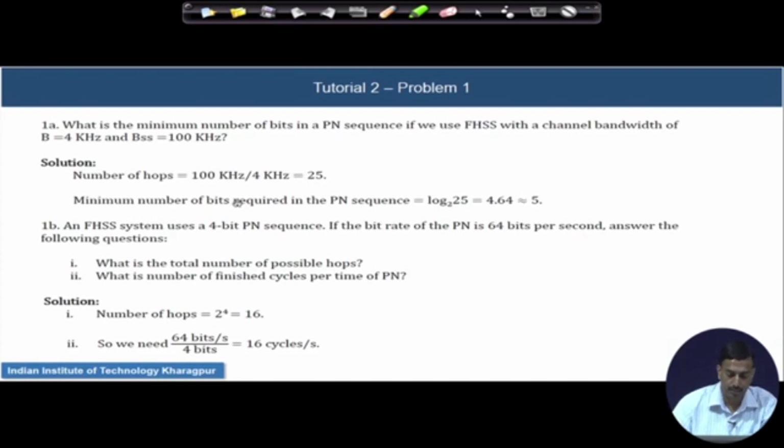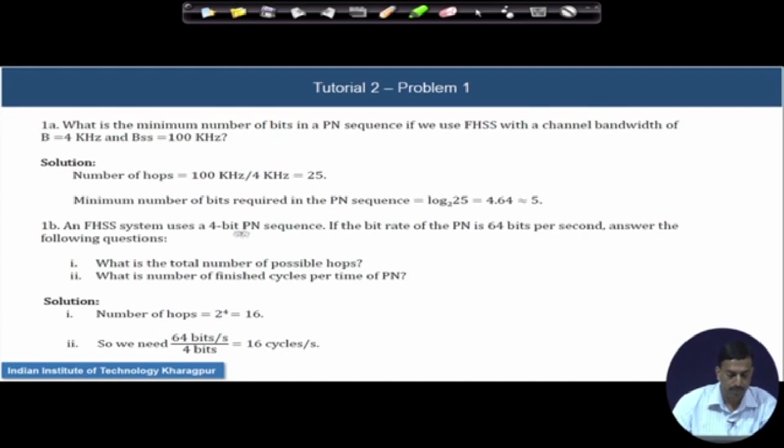we require a minimum number of bits equal to log to the base 2 of 25, because 2 raised to the number of bits in a PN sequence is equal to the number of hops. So we calculate the minimum number of bits required as log to the base 2 of this number of hops, which is equal to 4.64, and we round it to the next highest integer, which is 5. Rounding down will not do, because 2 raised to 4 is 16, which will not give you the number of hops that is required.